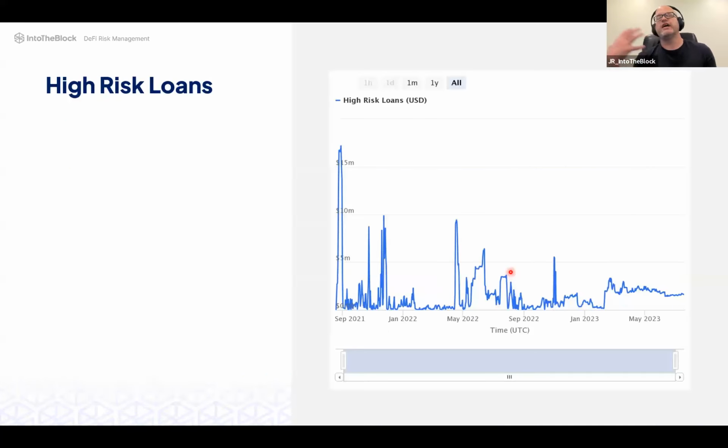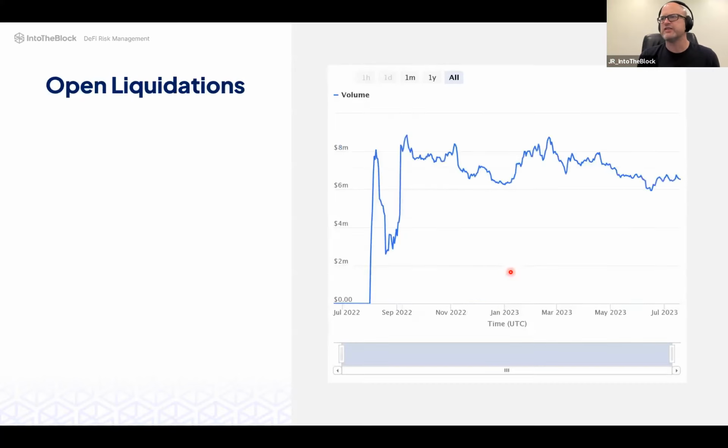Then you can look at things like high-risk loans. This is another practical example. When USDC depegged earlier this year, we had to exit a lot of our lending positions for our clients, because high-risk loans were accumulating in lending protocols at an alarming pace, and that means you could get massive cascaded liquidations and things like that.